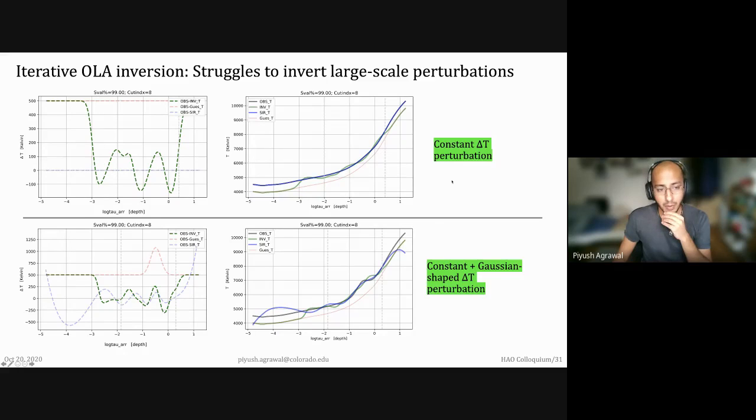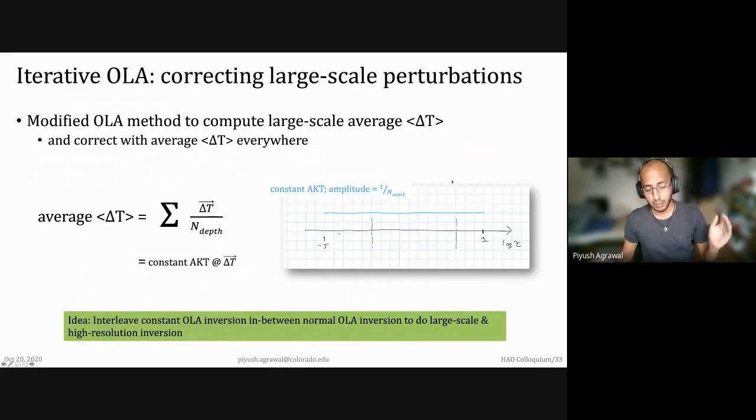So, to solve for this large-scale perturbation, what we eventually figured out was that we actually got down to this constant OLA inversion. This is in which the idea is to compute for the large-scale average in the OLA framework.